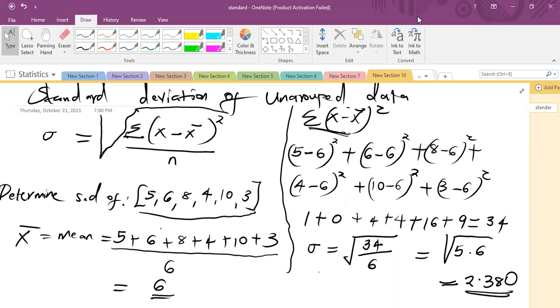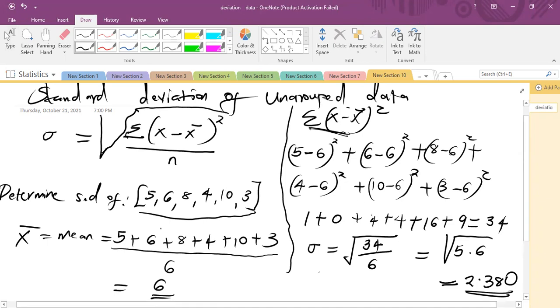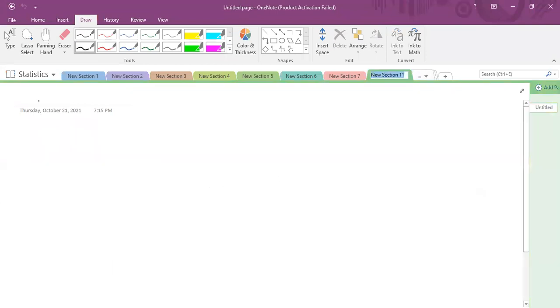I'll give you more examples to try on your own. You can do this example. Can I close this page? Have you guys already written all this? Yes. Okay, fine.